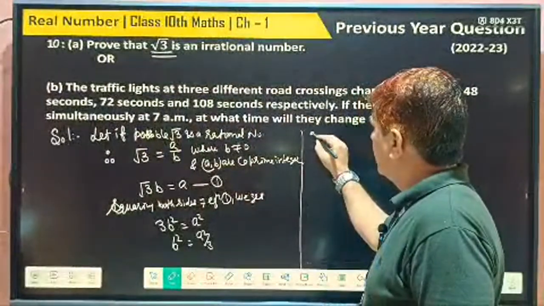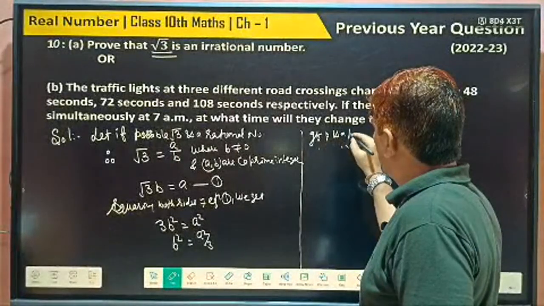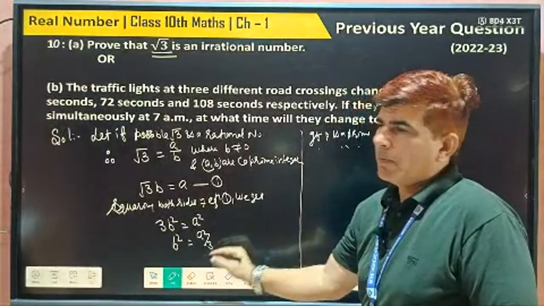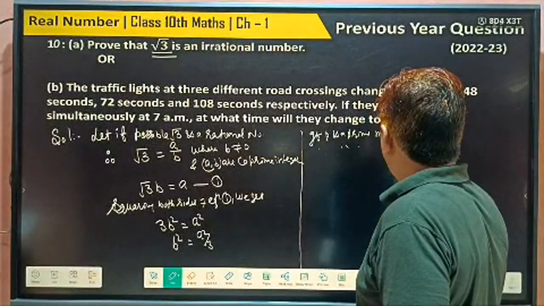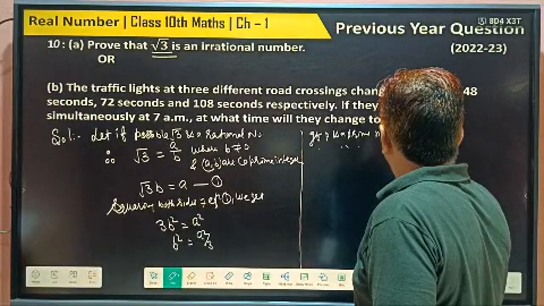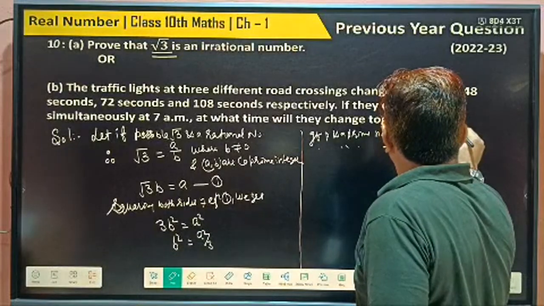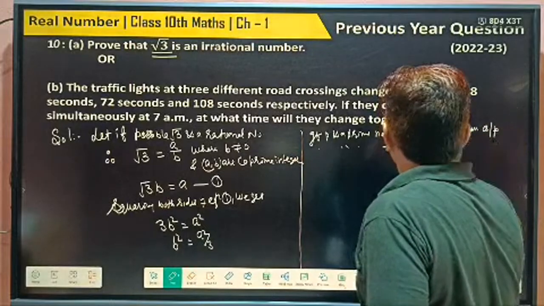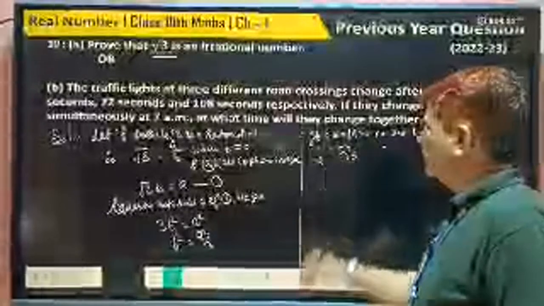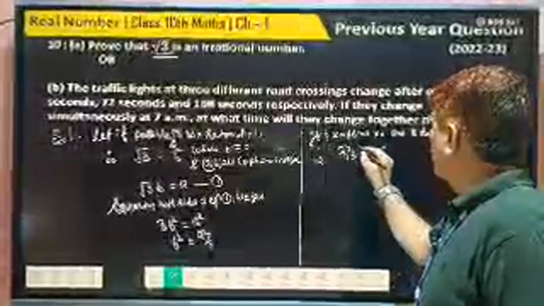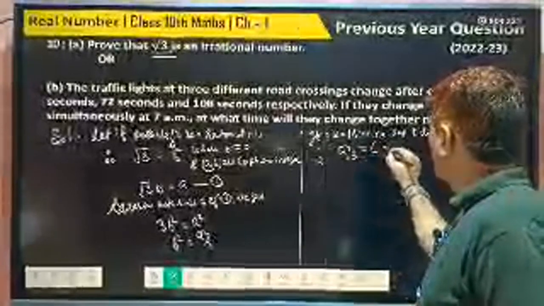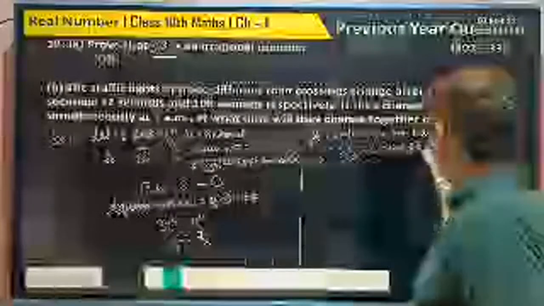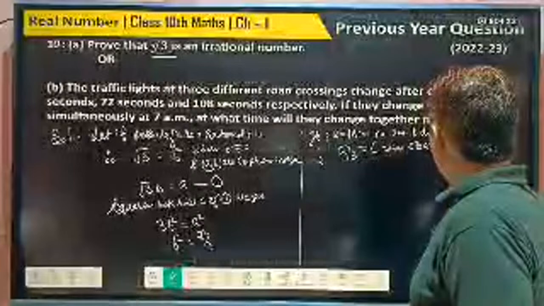Again, by that theorem, if p is a prime number, so here 3 is a prime number, and p divides a square, then p divides a also. So this implies a is also divisible by 3. If it's divisible by 3, then a by 3 is equal to c, where c is any integer.